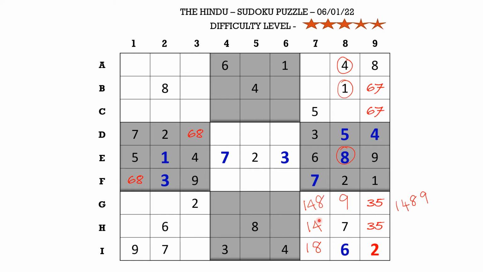Now in this column 7, there is only 2 empty cells and the missing numbers are 2 and 9. So let's mark it with a 2-9 pair. Now in the 3rd block, there is only 1 empty cell and the missing number is 3.